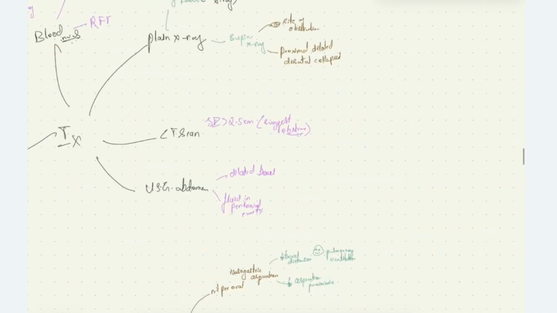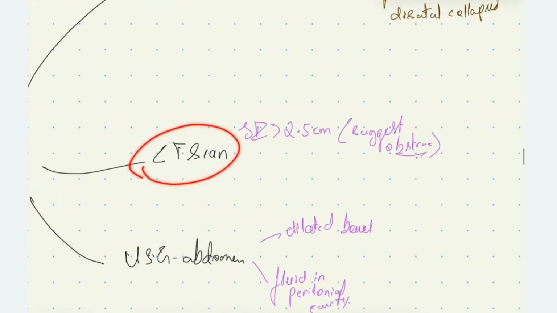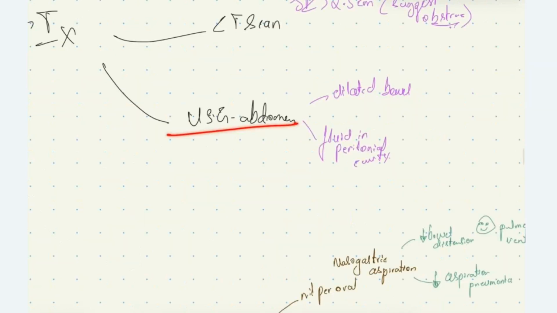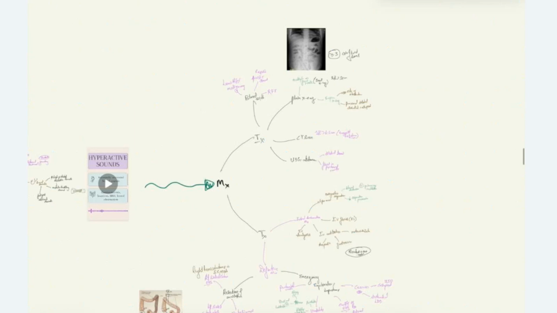The CT scan is more reliable compared to the X-ray, where small bowel, if intestinal obstruction is there, will be more than 2.5 centimeters. The USG abdomen will show dilated bowel with fluid in the peritoneal cavity. This is about the investigation findings seen in intestinal obstruction.